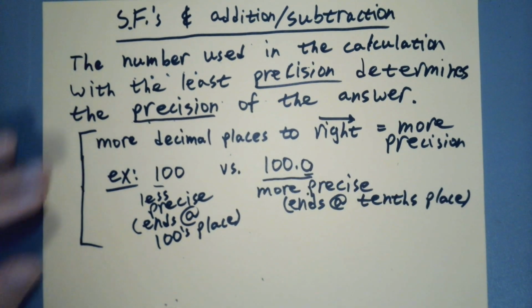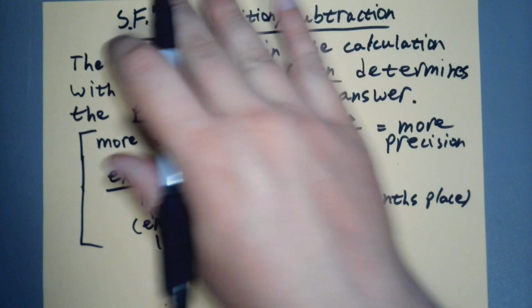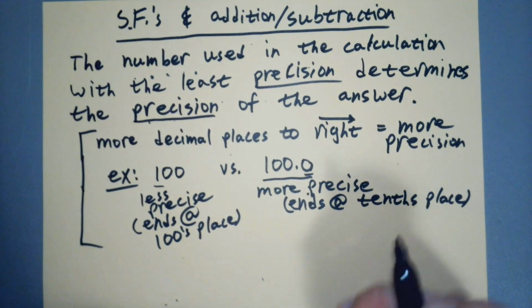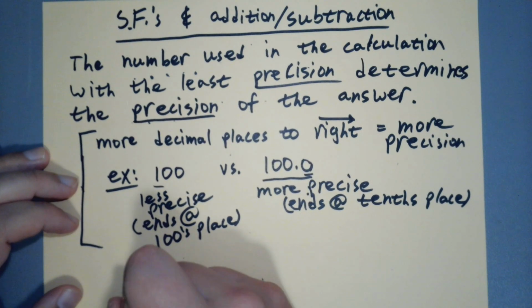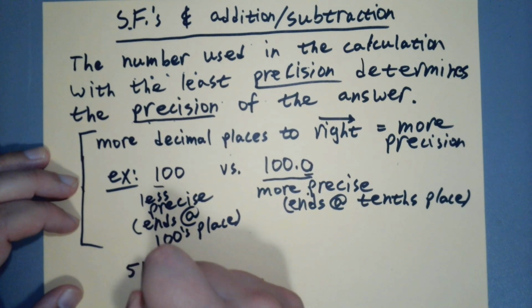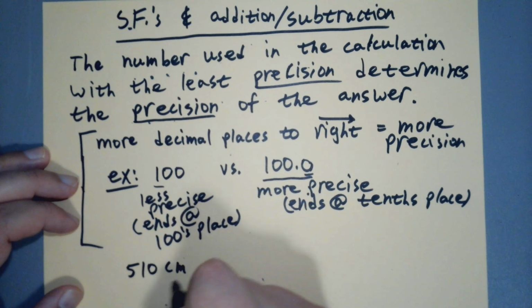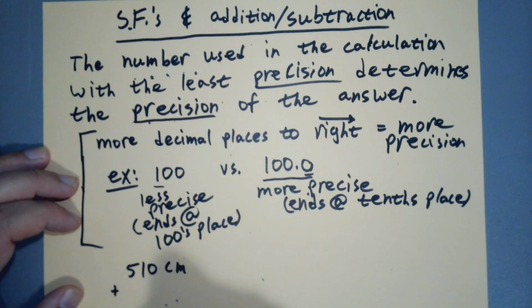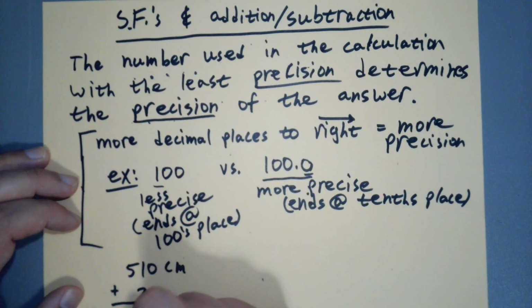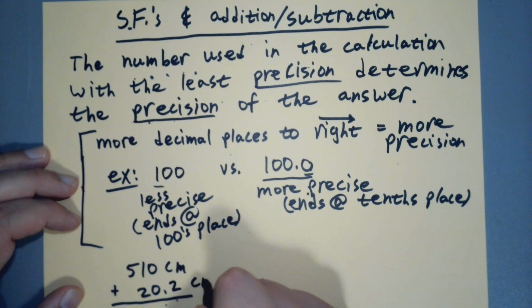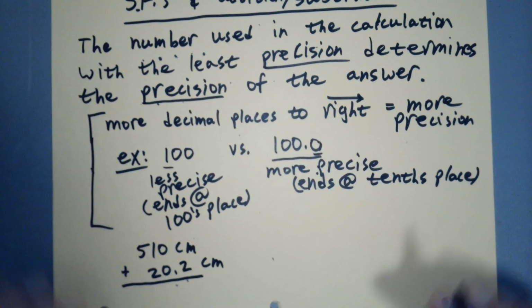So we've got to add these two lengths together. I'm not going to do these exact ones, but that was just an example of what I'm talking about. So maybe we have something like 510 centimeters. I'm going to stack this vertically, and we're going to add 20.2 centimeters. So we're going to add these up.